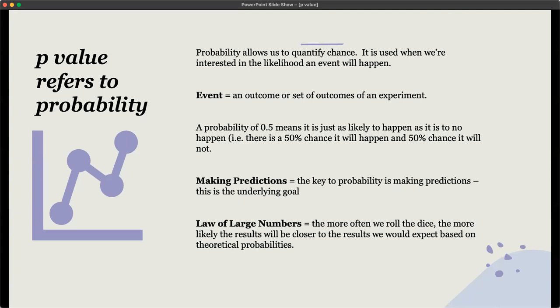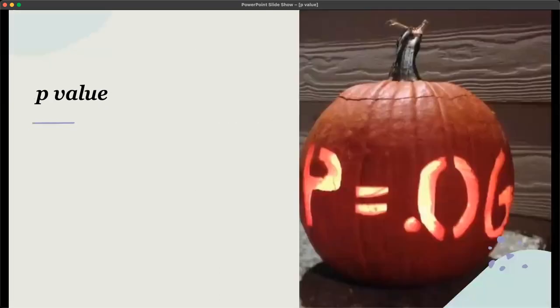We also have the law of large numbers. So if I were looking at the probability of rolling a combination of numbers with a set of dice, the more often we roll the dice, the more likely the results will be closer to the results we would expect based on theoretical probabilities. Now, this is also true with the sample size. The larger the sample size, the more likely the results will be closer to the results we would expect based on theoretical probabilities. So that again is why your sample size matters.